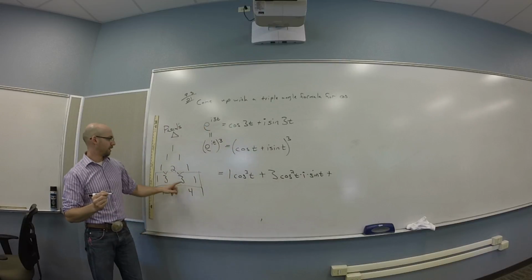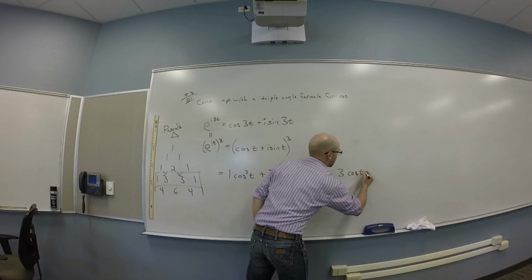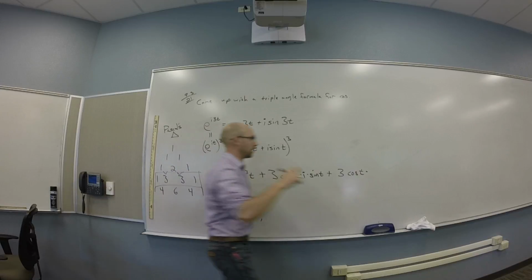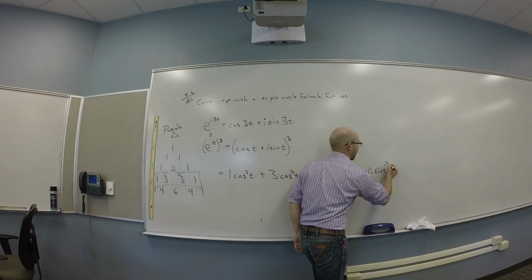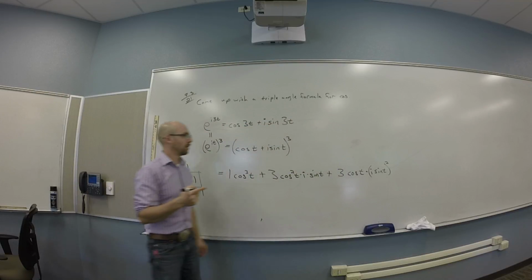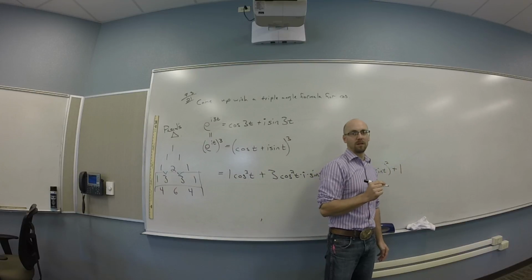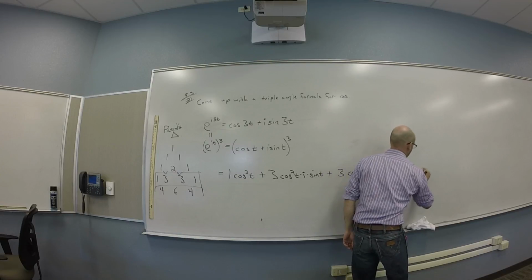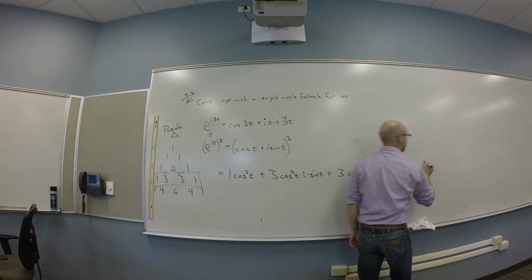And then my next one, I'm going to have a 3 and a cosine t times what else? Okay, times i sine t all squared. And then in the last one, I'm going to have plus 1. And what's that thing going to be? i sine t all cubed.